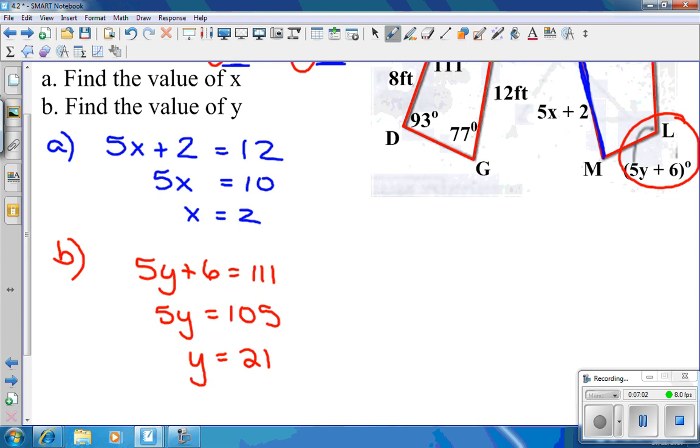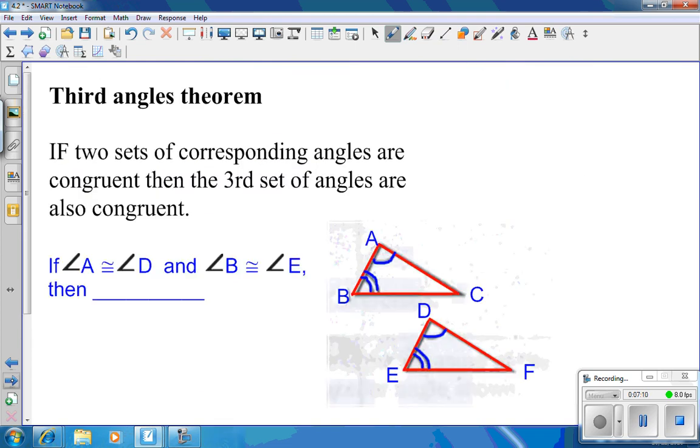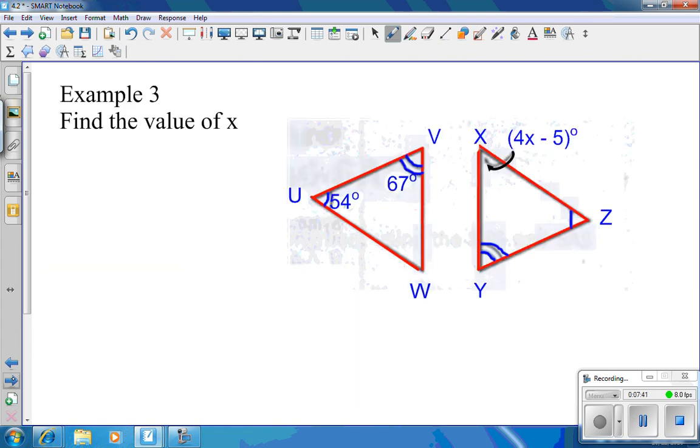Something nice to know is when you know two sets of corresponding angles are congruent, you can automatically assume the third is also. So we know that angle C has to be congruent with angle F, even though it's not marked. Remember, all three angles add up to be 180. If these are the same and you subtract them from 180, C has to equal F. So that's a nice thing to remember to do.